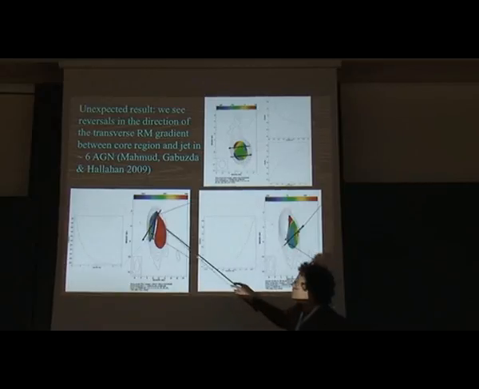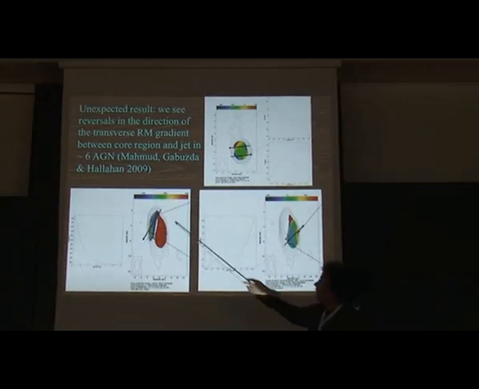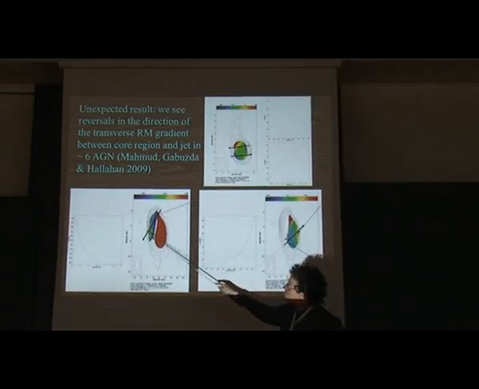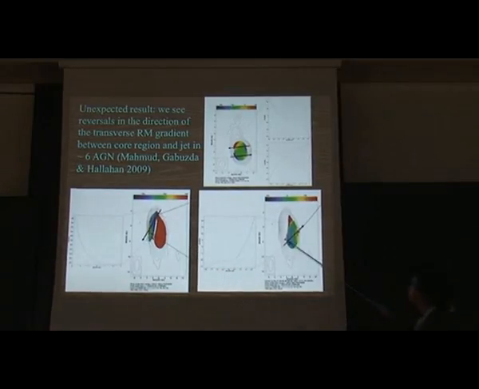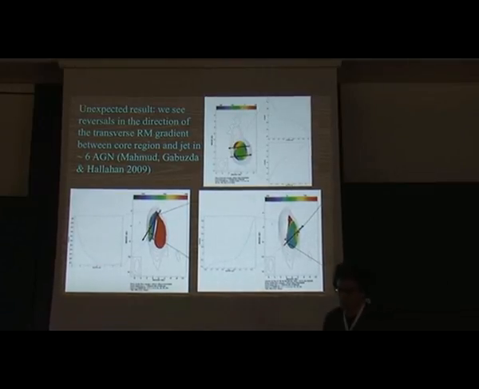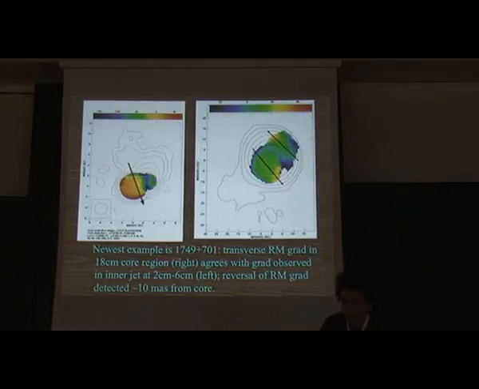The same is true here. The core is up here someplace, and the jet's coming down here. The gradient in the core, the innermost jet, is pointing down to the southwest. The gradient out in the jet is pointing up to the north. Actually, northwest and southeast. Okay? And there are 6 or so cases like this that we found.